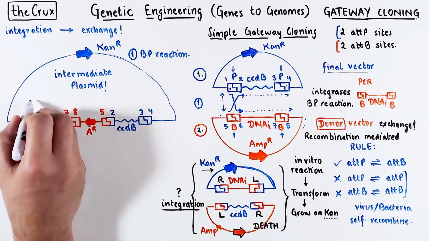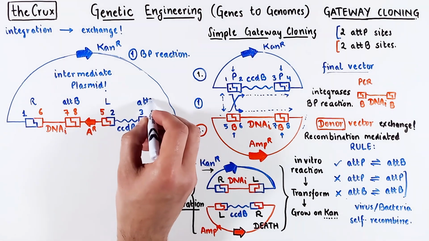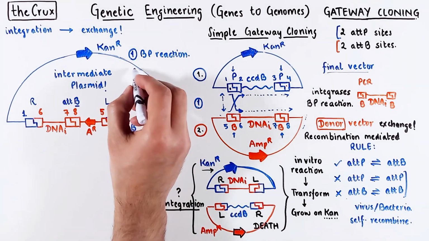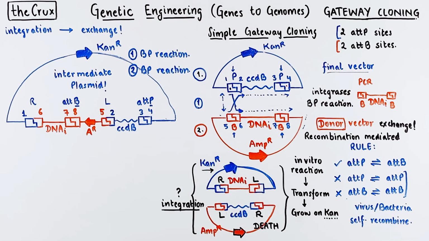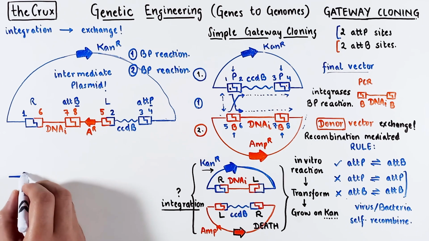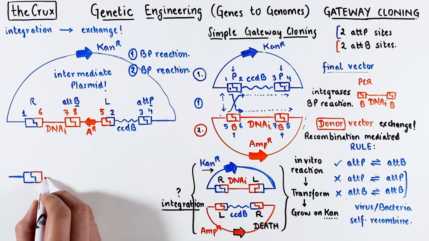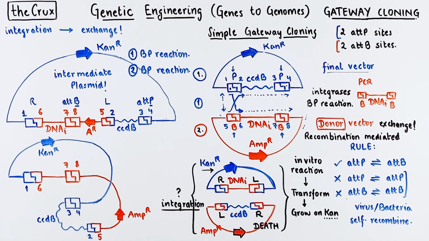In this, we have one attR, one attL, one attB, and one attP. The attB and P can further undergo a second BP reaction. To understand this next step, it is best to redraw the plasmid in a different configuration. This is done such that the B and P are next to each other. You can pause this video and try to draw this yourself as well.